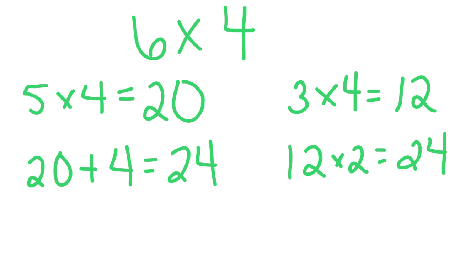Maybe I work better with 3s, maybe I work better with 5s. It's up to you which strategy you use. When we're multiplying by 6, we're breaking it down into smaller parts to make it a little bit easier for us to do in our heads.